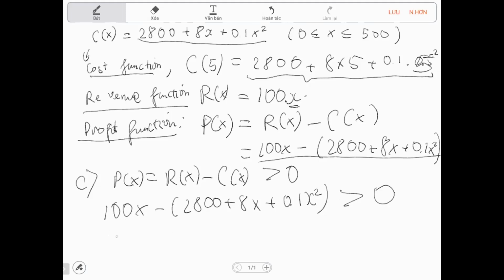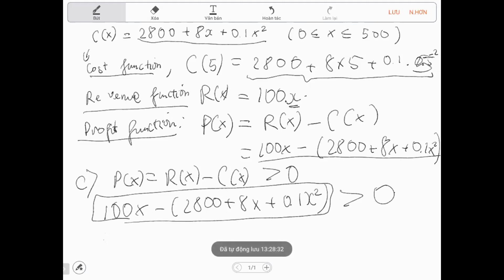So what is the value of x that makes this quadratic function greater than 0? And then you choose the nearest integers. So that's the answer for question C. This we call an inequality, because it's greater than 0. It's not like an equation. The equation is where you solve for the solution. But this one you cannot compute the exact value, but you can make some prediction.